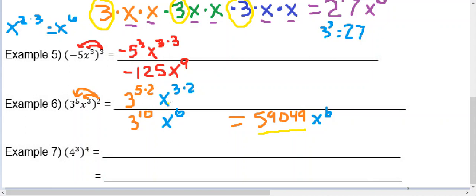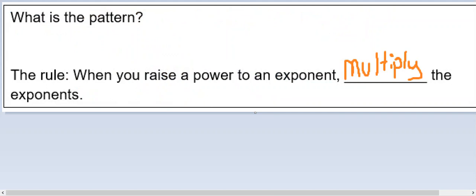And we get 59,049. And we also have x to the 3rd power raised to the 2nd power. So we can multiply those exponents here. 3 times 2 is 6, so that gives us x to the 6th. Since we don't know what x is, we just bring that over, and that just stays x to the 6th power. So our final answer is 59,049 times x to the 6th power. So what's the pattern? The rule is when you have an exponent raised to another exponent, you multiply the exponents.